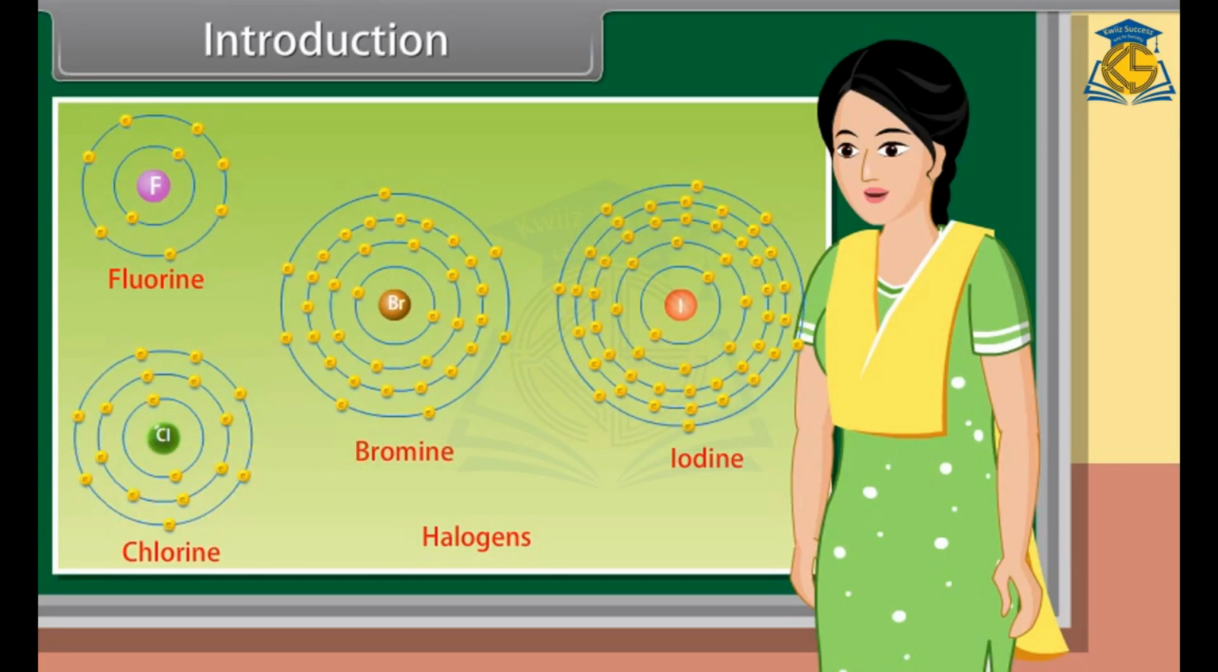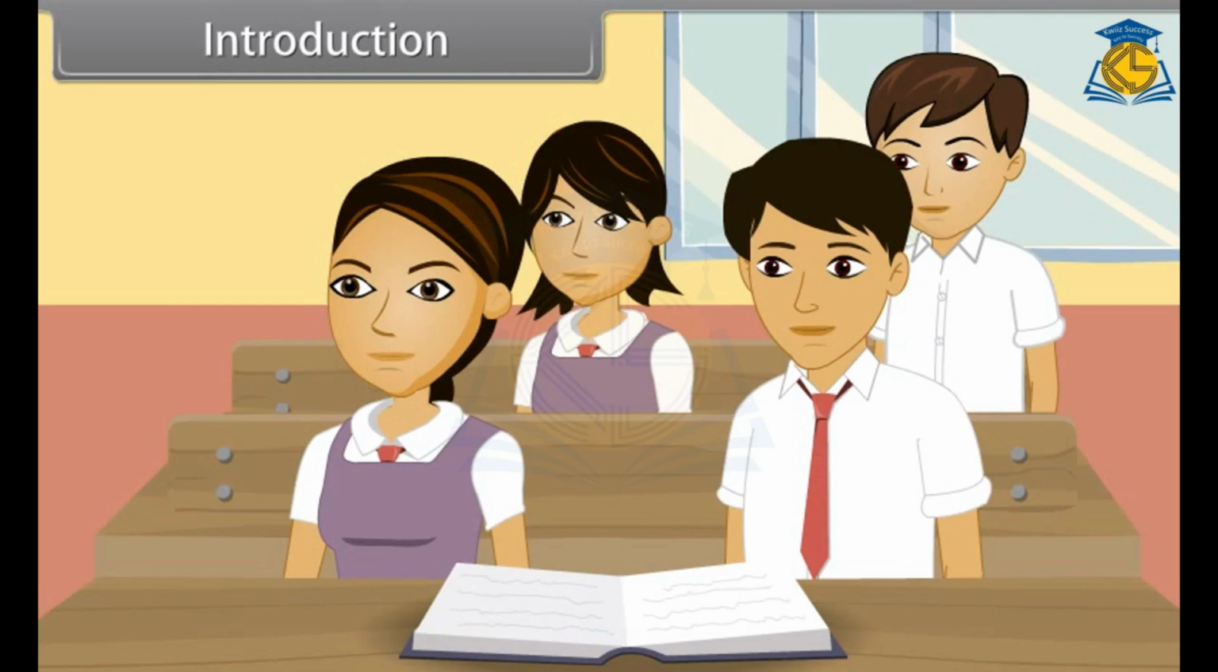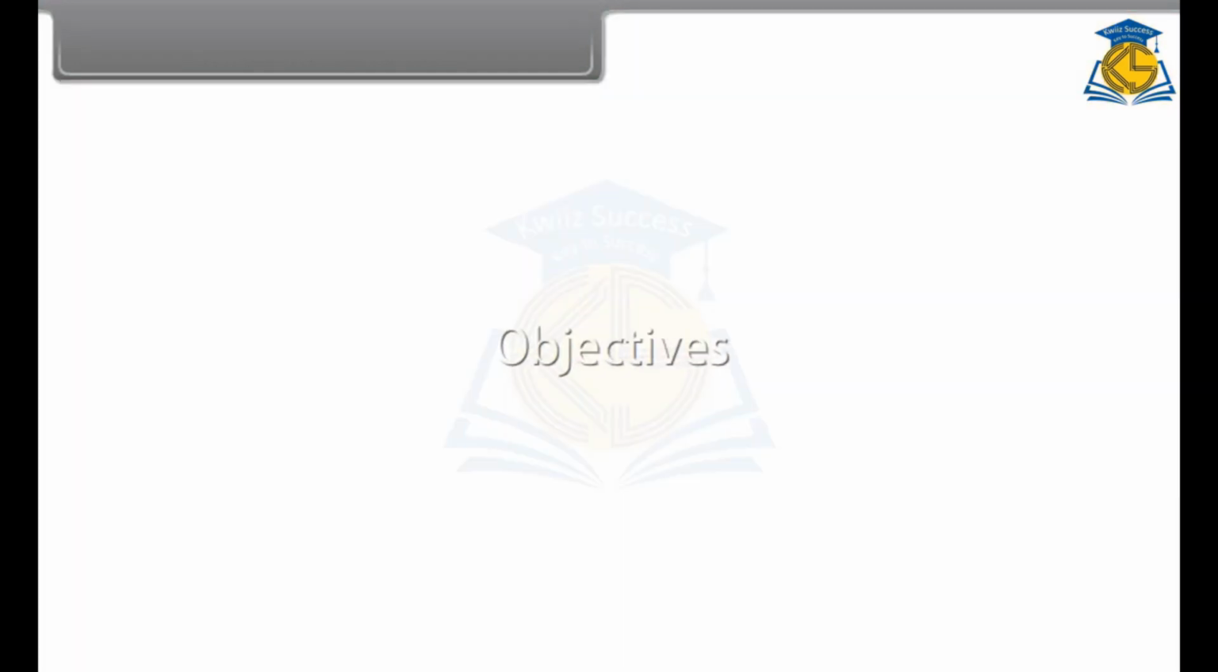So now, can anybody tell me what haloarenes are? Yes, ma'am. Haloarenes are the molecules in which halogen atoms are bonded with carbon atoms that are a part of an aryl ring. Very good, Rohit. In this lesson, we learn more about haloalkanes and haloarenes. Objectives.